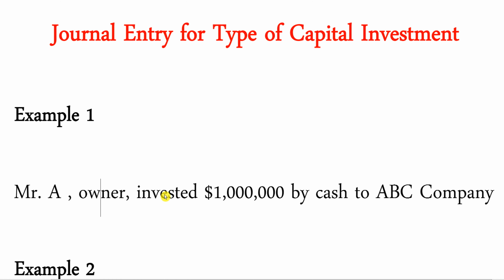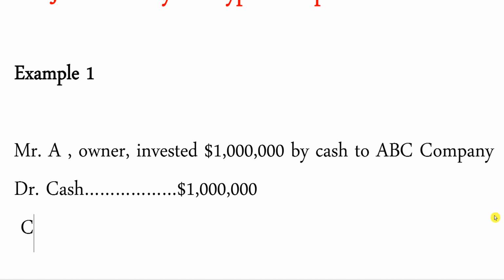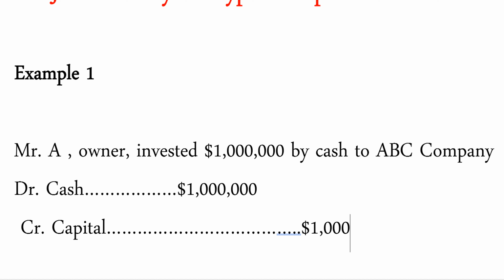Mr. A, the owner, invests $1 million by cash to ABC company. So how can we make the journal entry for the transaction? What is debit and what is credit? So debit is cash, 1 million, and credit capital, 1 million. Here is the first example.